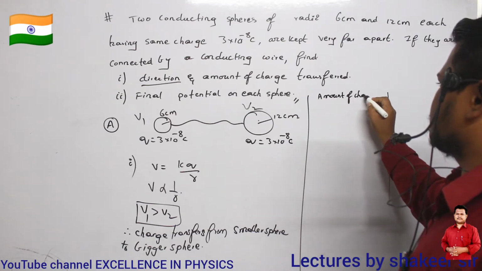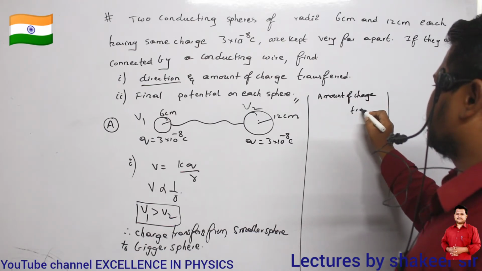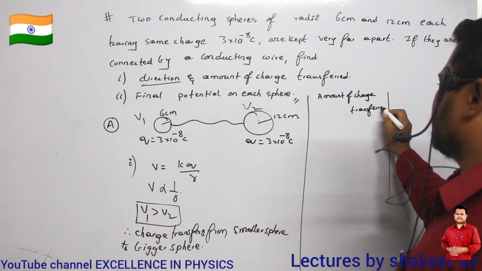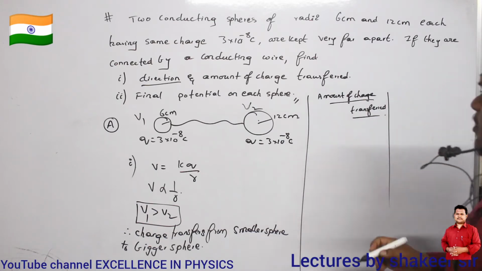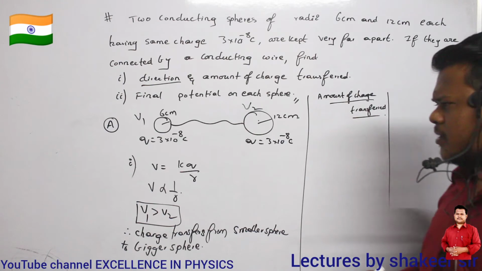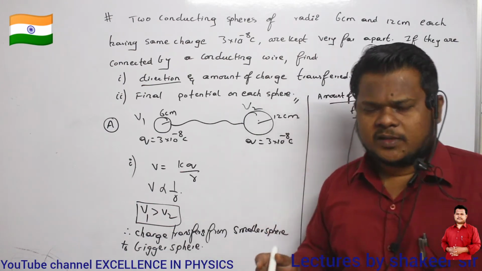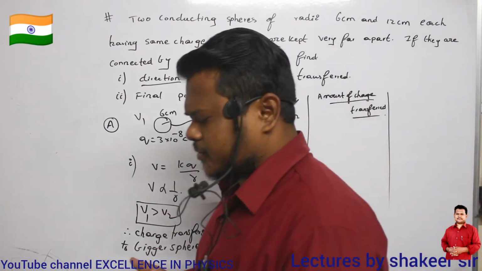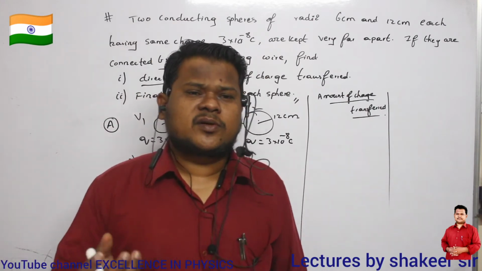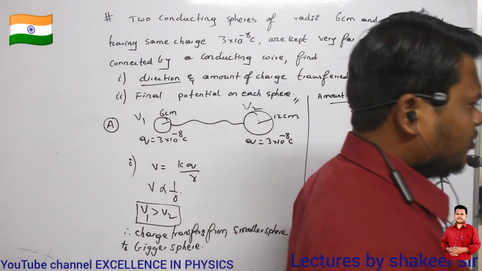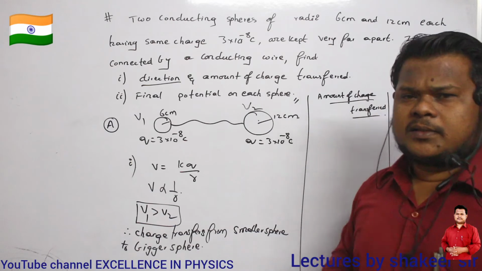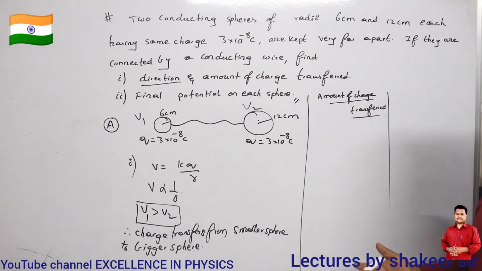Amount of charge transferred. How can I calculate? See, in the last condition, when two conductors are connected by a conducting wire, we have already written relations of what the charges present on each sphere are. Do you remember those equations? So, the final charges which are present on each sphere.